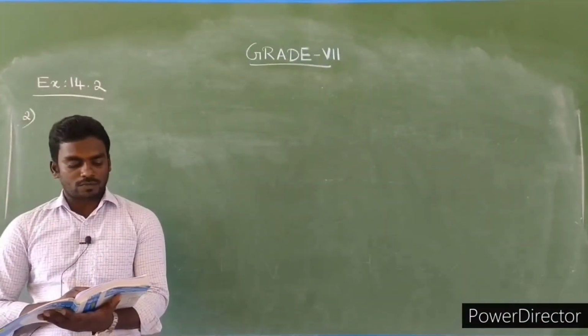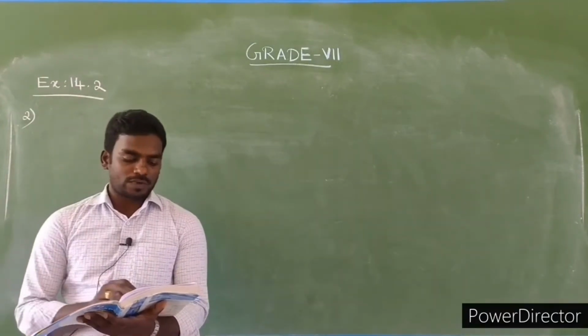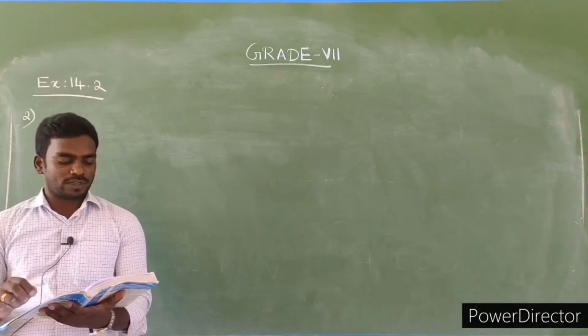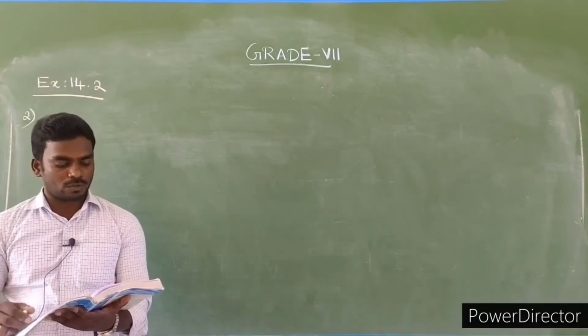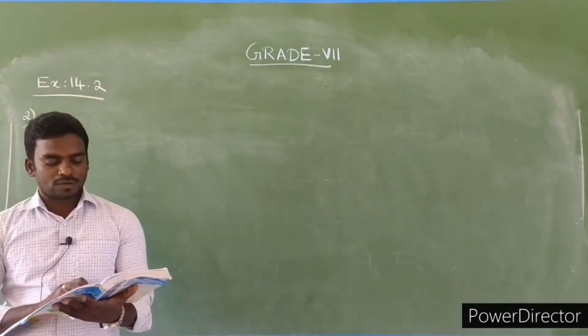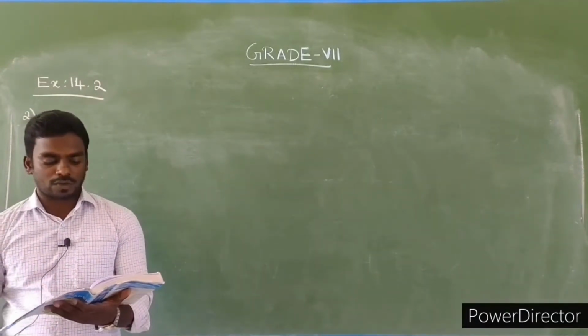Next, our exercise 14.2, first pattern. Which of the following figures have rotational symmetry of order more than 1? We just want to take which figures have rotational symmetry of order more than 1. So the first pattern is your homework sum. What is the second pattern? Give the order of rotational symmetry for the following figure.